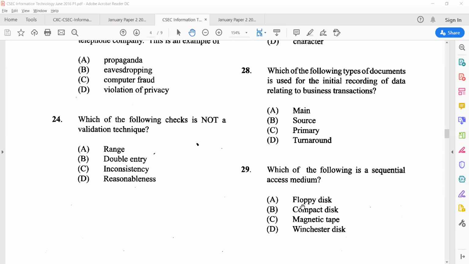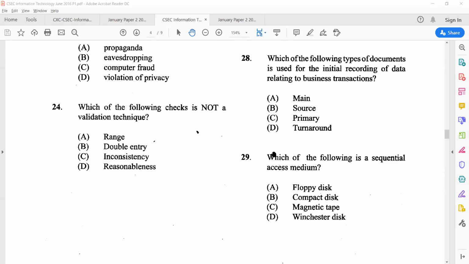The source document. What about the primary document? Does that seem familiar to anyone? Where did we encounter primary document? I don't remember encountering this term in the word processing SBA, right? So in the word processing SBA, we had the primary document. All right. So the answer for 28 is B.